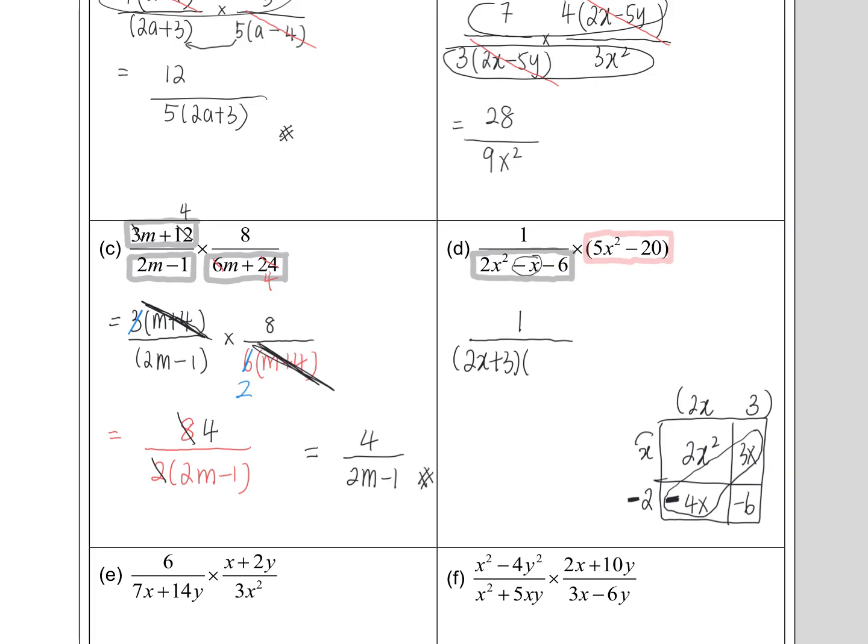The other one is x minus 2. That's why I say your foundation for chapter 3 needs to be there. If not, this one you might be a bit stuck.